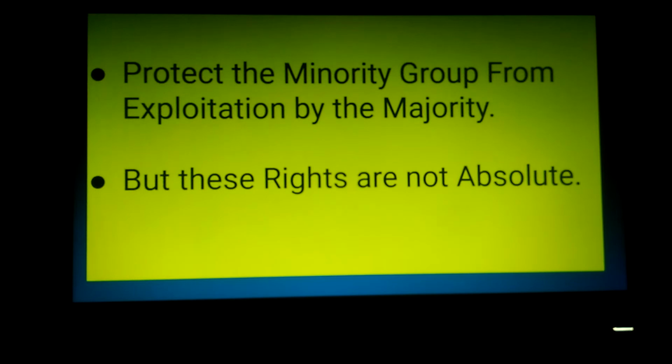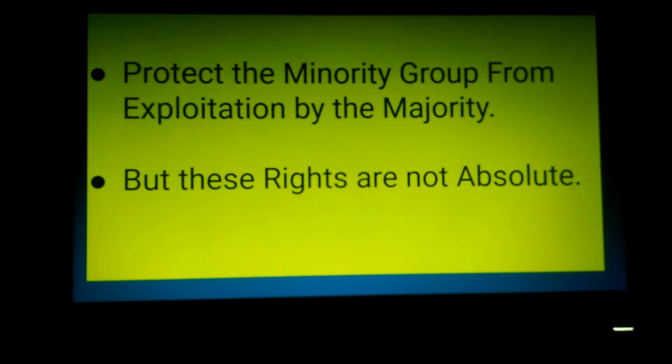But these rights are not absolute. It means there are some restrictions on the freedom or the right to follow religion. As you can see, some people may sacrifice some animals or human beings for the sake of their religion, but it is not allowed, as the constitution does not give them freedom to sacrifice animals or human beings for their religion.